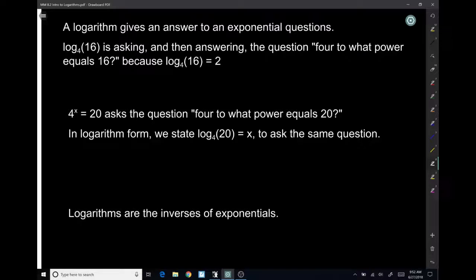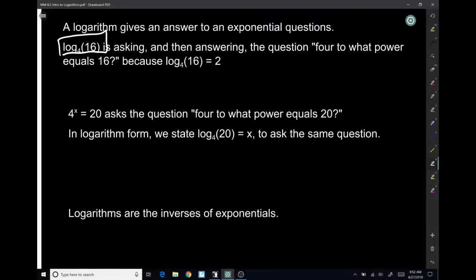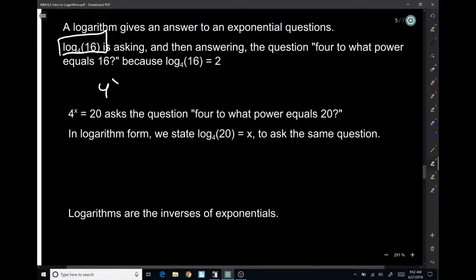Okay, so a logarithm gives an answer to exponential questions. Think of it that way. A logarithm is an inverse of an exponent. If you have the expression log base 4 of 16, that's really asking and then answering the question 4 to what power equals 16. Well, that's 2, so in this case log base 4 of 16 is 2.